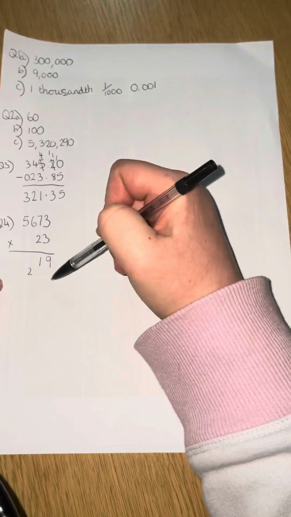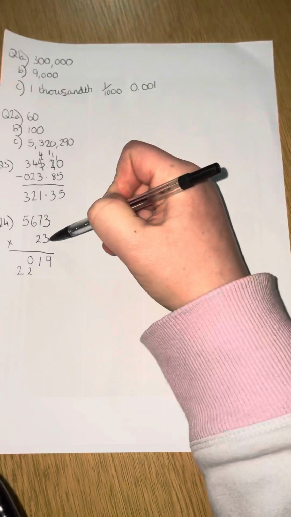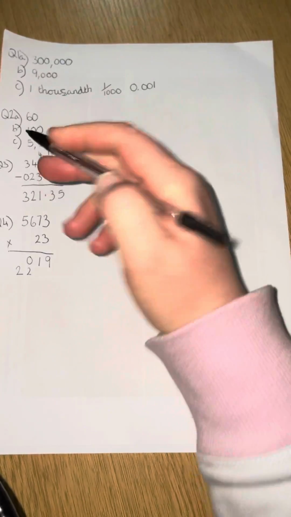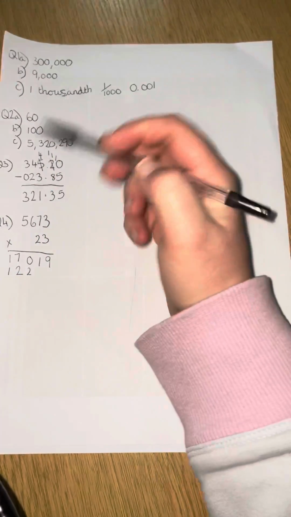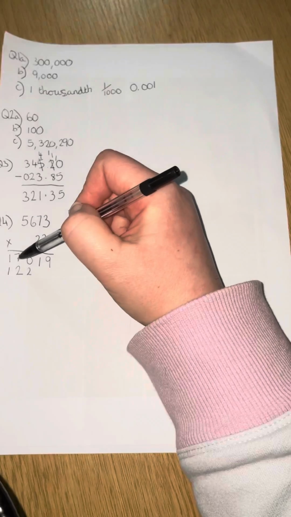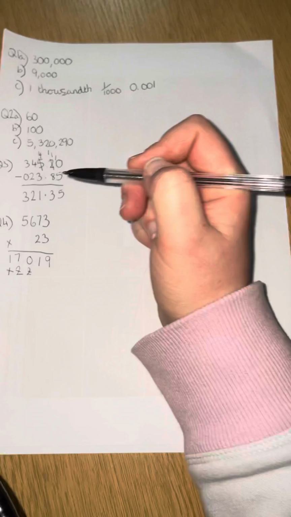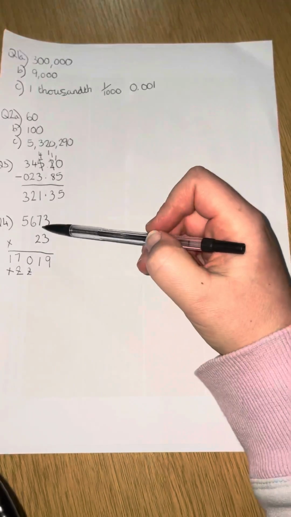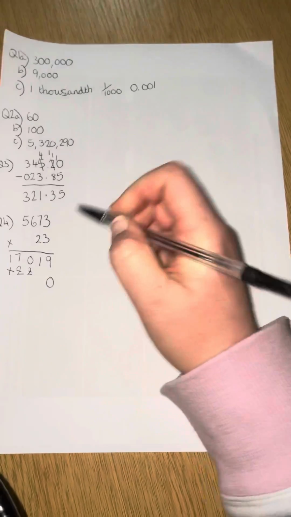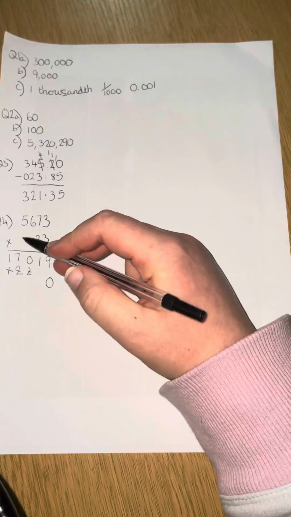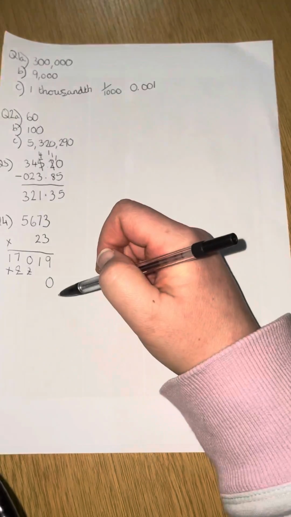3 times 6 is 18, add that 2 is 20, so a 0 and carry a 2. Then 3 times 5 is 15, add that 2 is 17, carry the 1. Nothing else there, so our 1 goes up there. So our top line should be 17,019. Then if you just cross those carries out so you don't get confused, now we're going to multiply by 20. So to show that we've multiplied by 10, remember to put our placeholder, our 0 there. Okay, so we've now multiplied by 10. But in order to multiply by 20, we now need to multiply each one by 2.